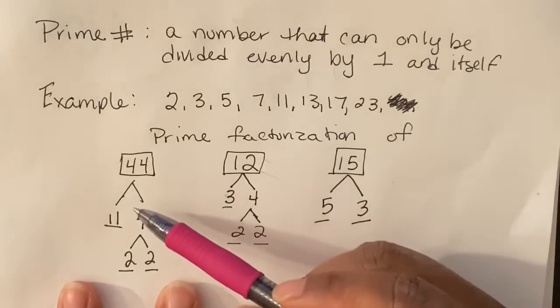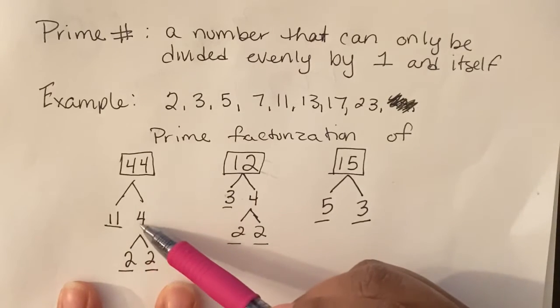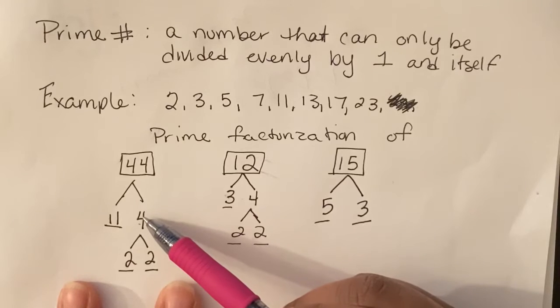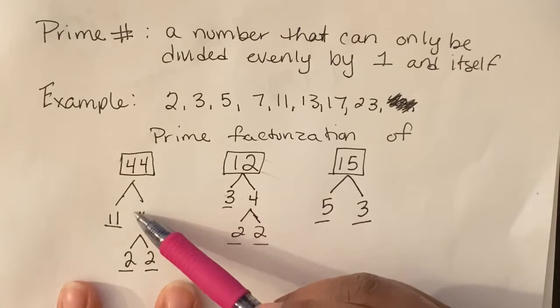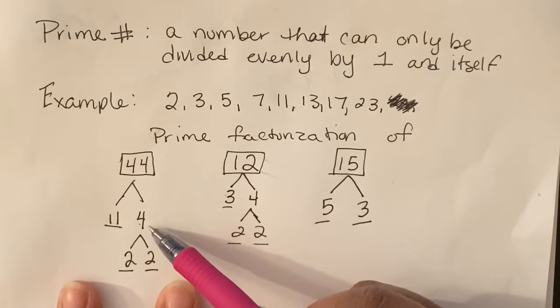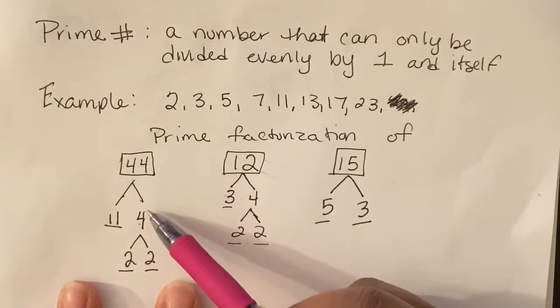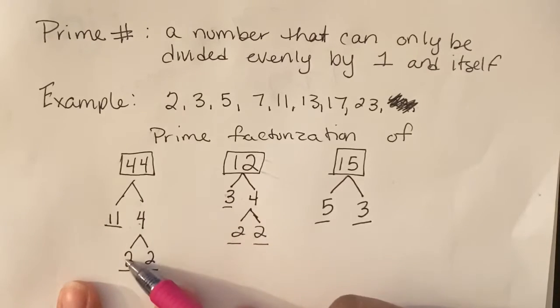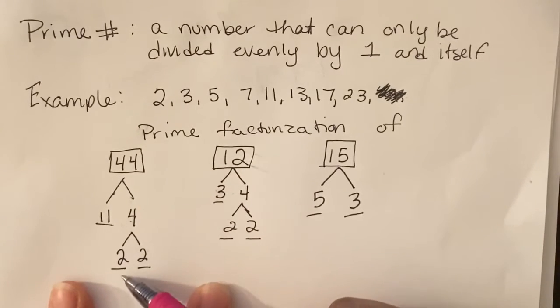So again, we start with the largest prime we can find. Find the factor pair or the multiplication pair for that prime number. And if you can break down something again, this number could have been 6, it could have been 8, it could have been, well, not for 44, but let's just say we were doing 88. This number could have been 8. You would break down 8 into 4 and 2, and then break down 4 again into 2 and 2.